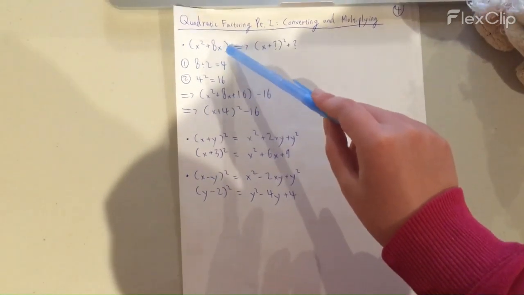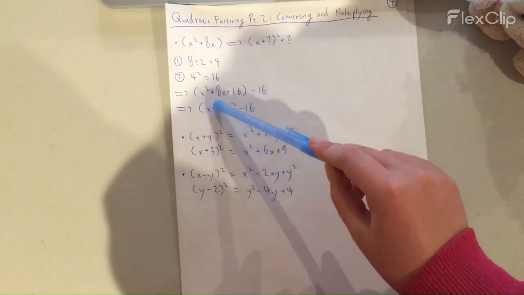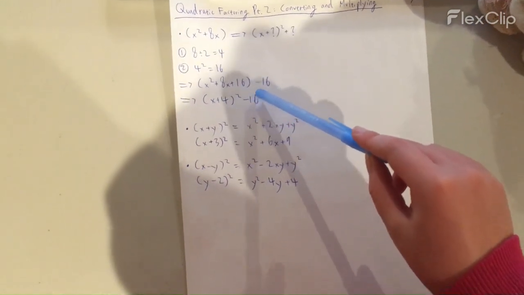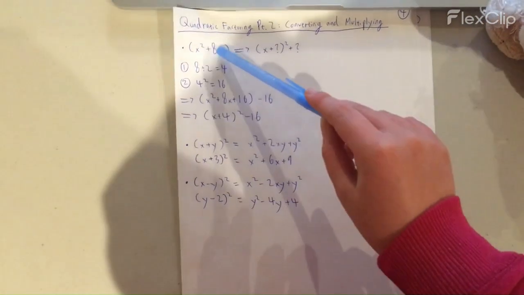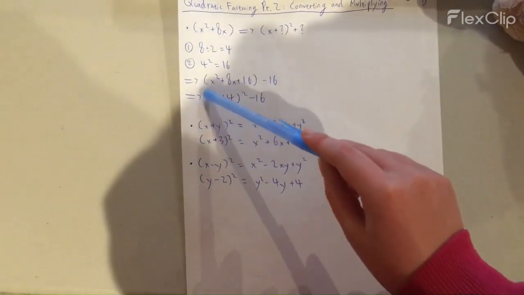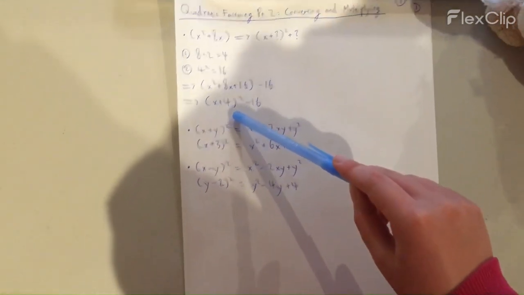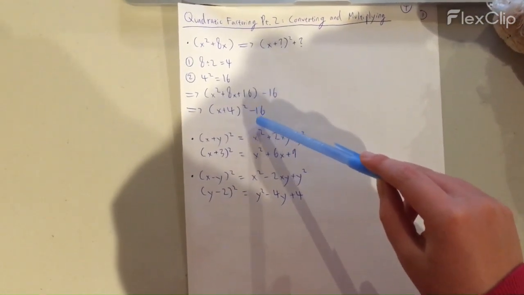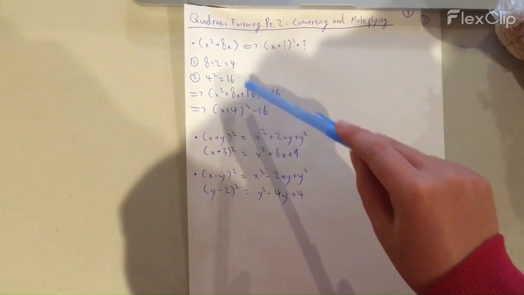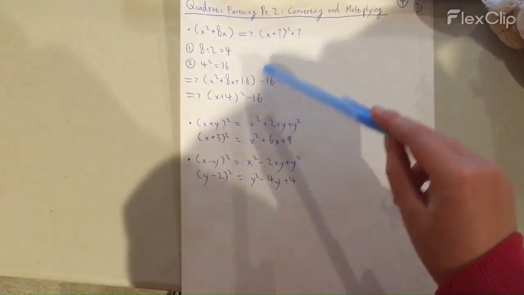And the perfect square for this equation would be x squared plus 8x plus 16. But then minus 16 since there's no 16 in here. And the perfect square is x plus 4 squared, and then we have to include the negative 16. So that's how you convert this form to this form.